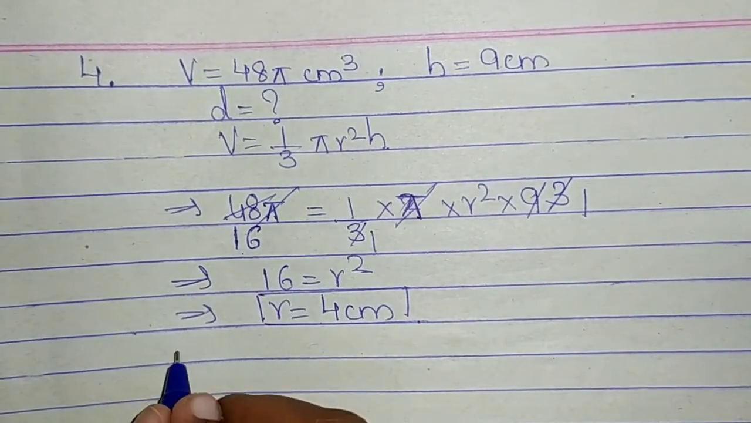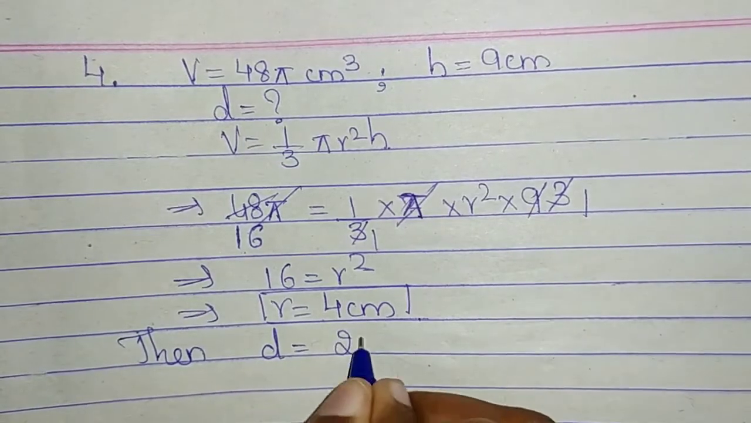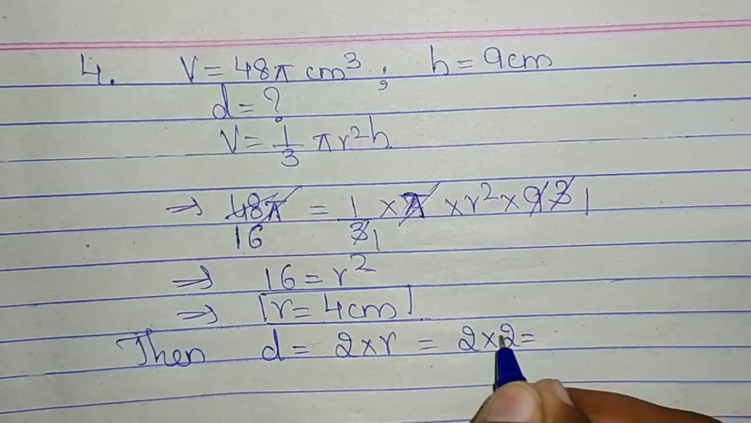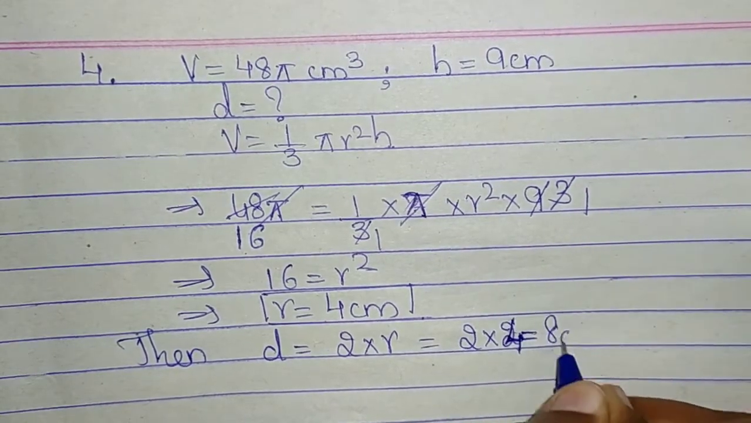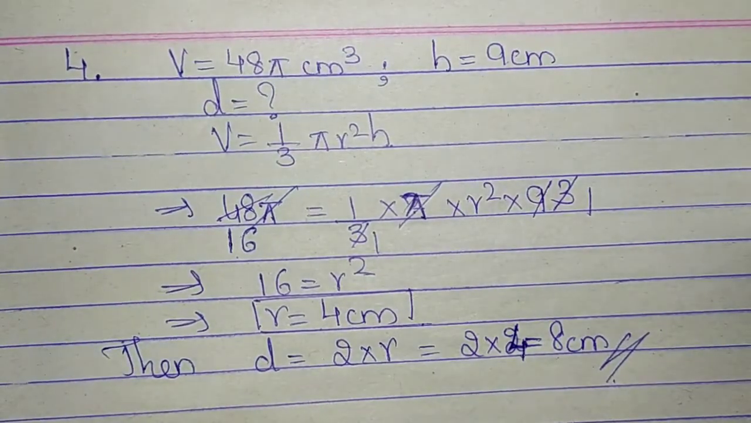Since r is equal to 4 centimeters, then d is equal to 2 into r, which is equal to 2 into 4, which is equal to 8 centimeters. This is the solution to the fourth question.